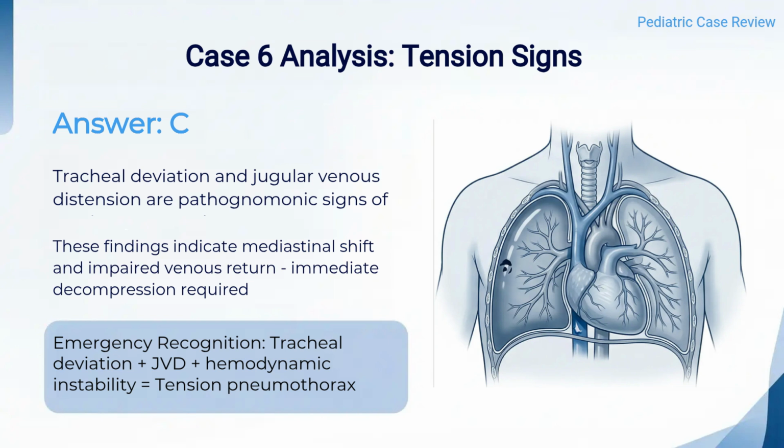Remember the emergency recognition formula: tracheal deviation plus jugular venous distension plus hemodynamic instability equals tension pneumothorax. Immediate decompression is required. Cardiac tamponade can mimic this, but shows muffled heart sounds, not absent breath sounds.